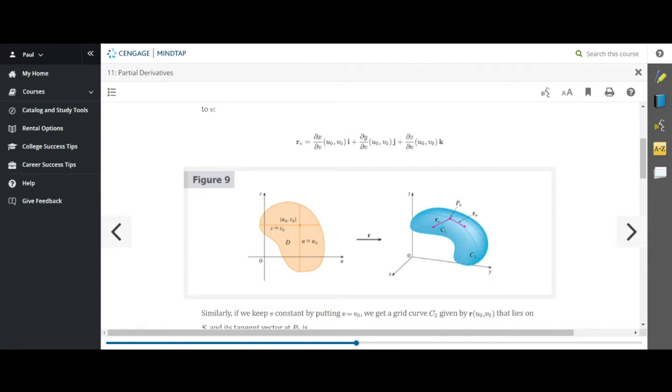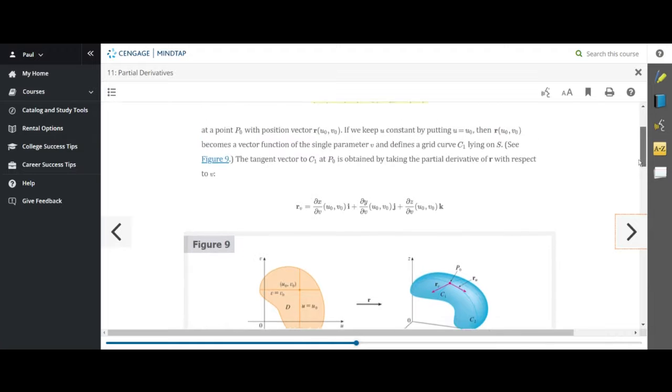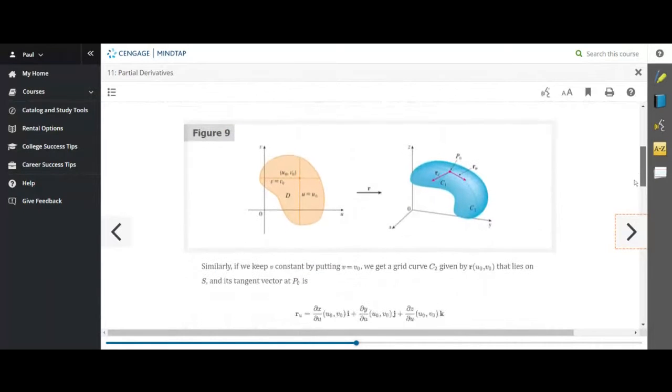Well, if you want to find the tangent vectors to the point P sub 0, tangent vectors to C1 and C2, all you need to do is compute the derivative vectors.